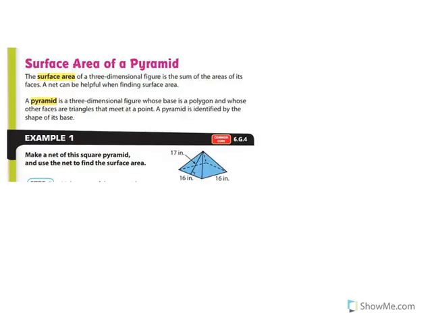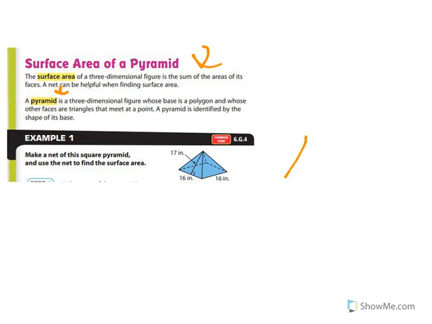We're going to now look at some different types of shapes. Take a look at this one. All right, so this is surface area of a pyramid. This one's a little bit different. Again, the definition of surface area is the sum of the areas of its faces. And so this one is not just a square or a rectangle. This one has triangles. A pyramid, I know you guys know what this is. You studied it in social studies. It's a three-dimensional figure whose base is a polygon and whose other faces are triangles that meet at a point.